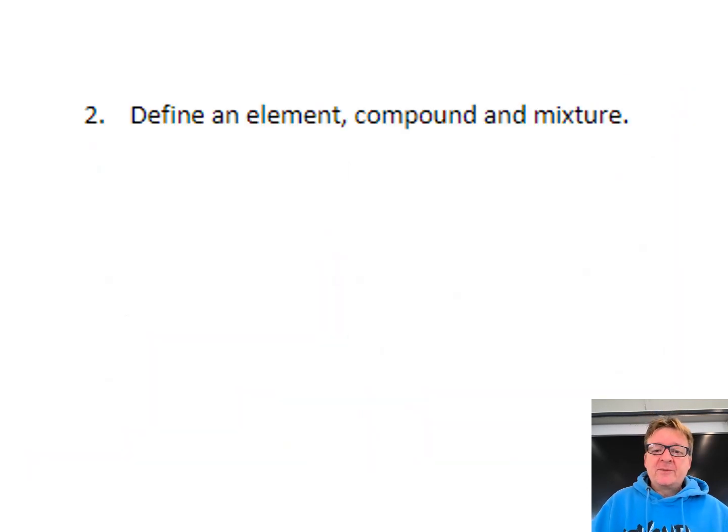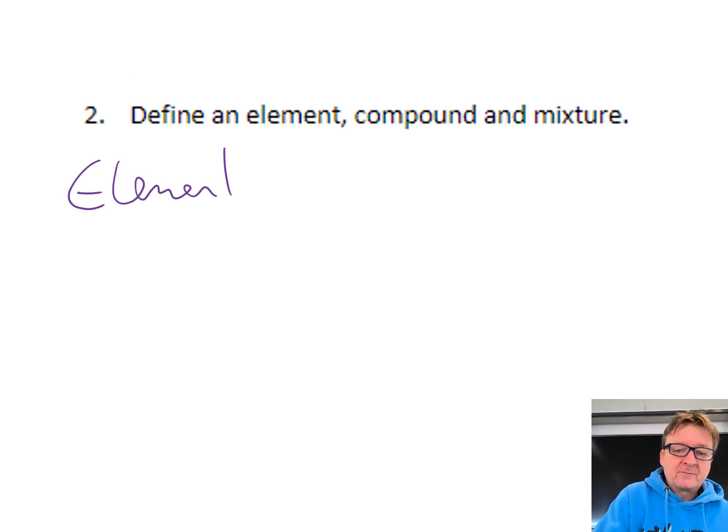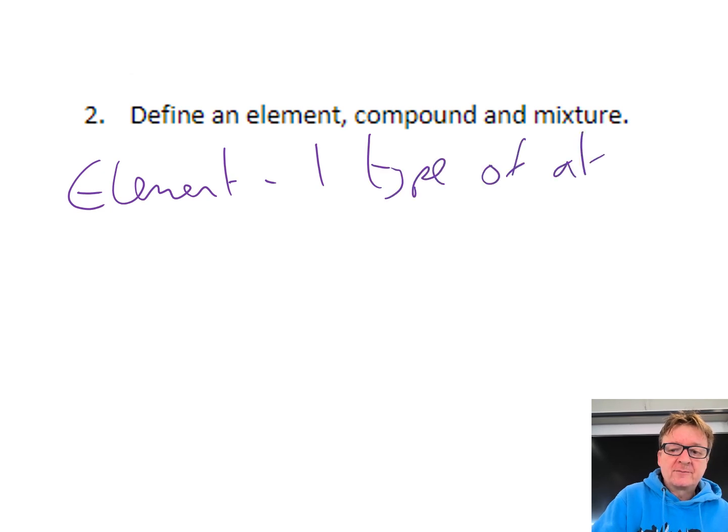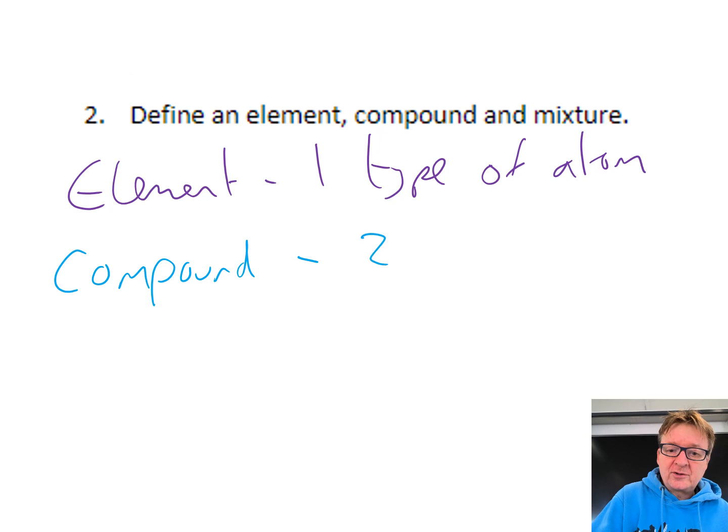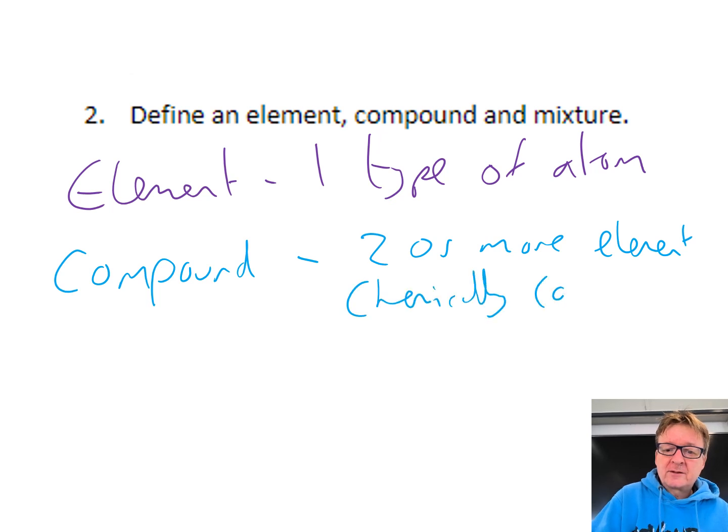Question number 2, define an element, compound and mixture. So an element is one type of atom. Okay, so for example, sodium is an element and it's just one individual type of atom. A compound is 2 or more elements chemically combined.